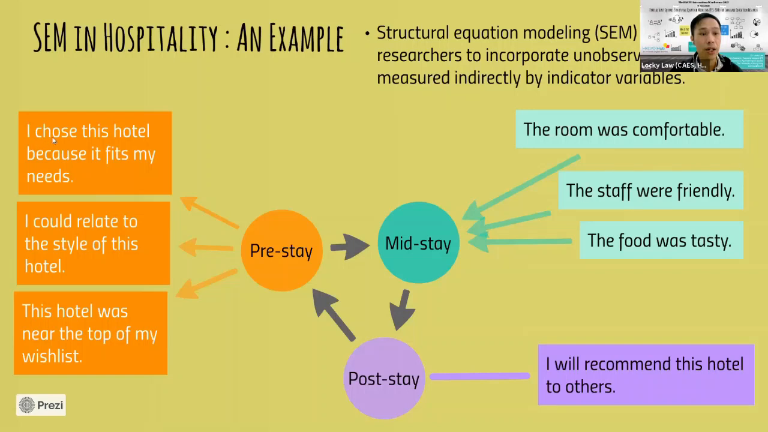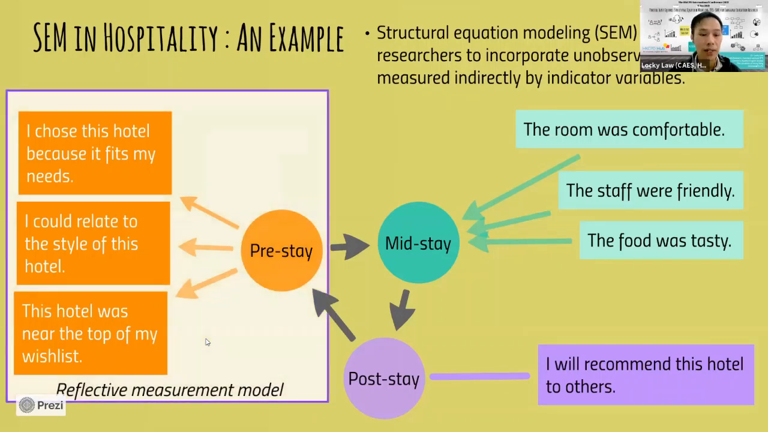For example, I chose this hotel because it fits my needs. I could relate to the style of this hotel. The hotel was near the top of my wish list. When you're looking at these statements, you can see that they are essentially talking about the same thing, using various wording. So this part of it, we call the reflective measurement model.